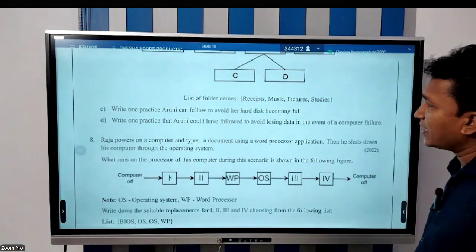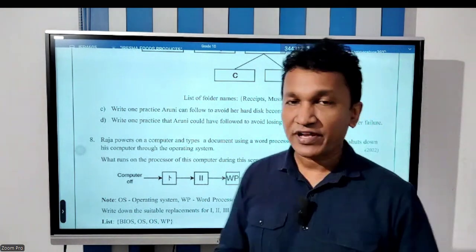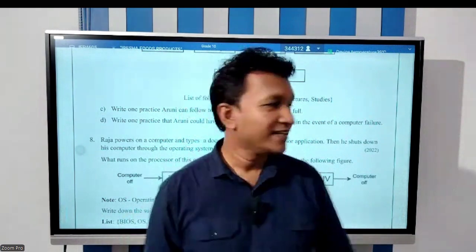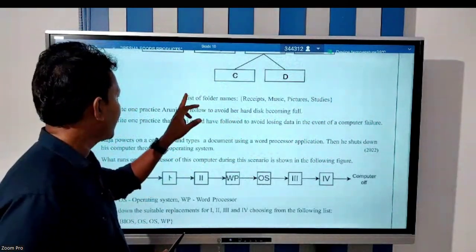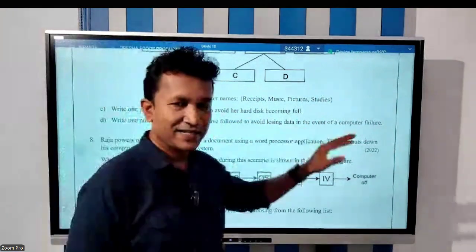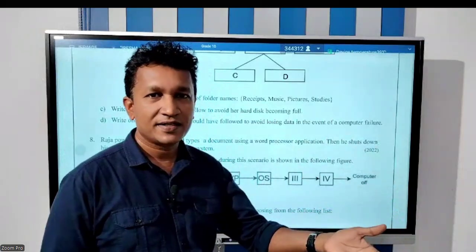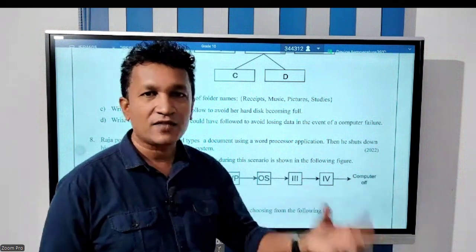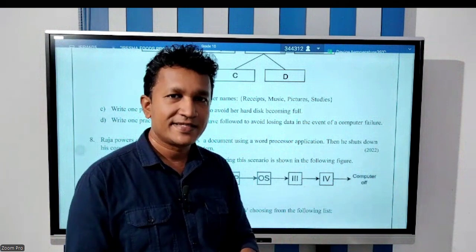One practice Aruni can follow to avoid her hard disk becoming full. Aruniගේ hard disk එක full වෙනවට මොකක්ද solution එක දෙන්න පුළුවන්, right? So what is the practice? Write one practice. What is the practice? If there are unwanted files, she can delete those files permanently. Delete unwanted files permanently. Then hard disk space will be saved, right?